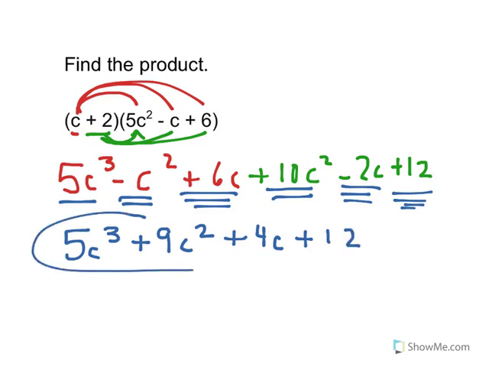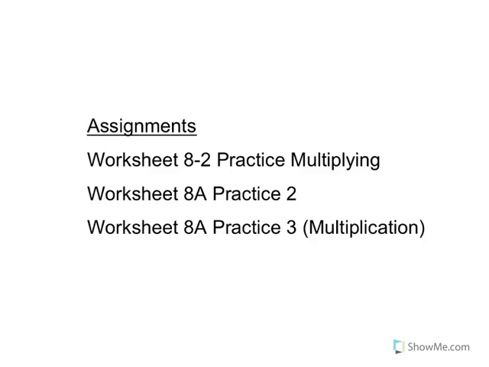So if you take a look at that, it's got 4 terms in its answer, and it's in standard form. You've got your c cubed, then your c squared, then your c to the first, then your constant last.